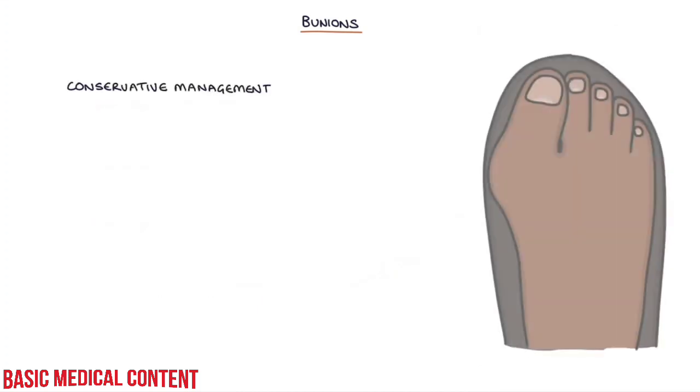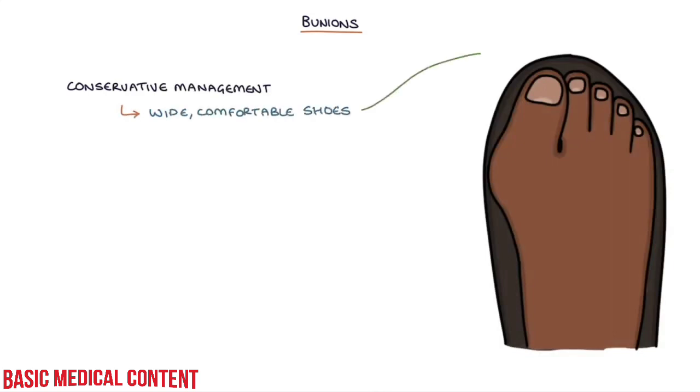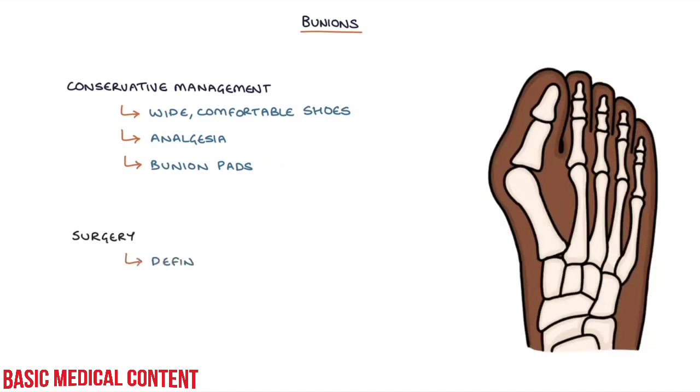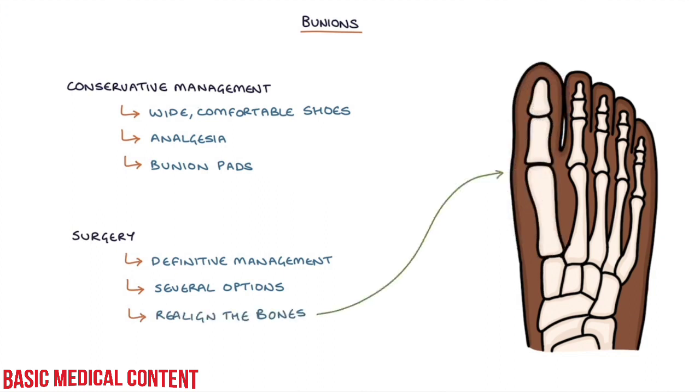Conservative management is with wide, comfortable shoes and analgesia. Patients can use bunion pads to protect the bunion from the inside of their shoes. Surgery is the definitive treatment for bunions. There are several options depending on individual factors. The aim is to realign the bones and correct the deformity.